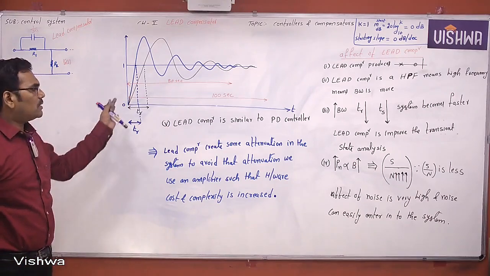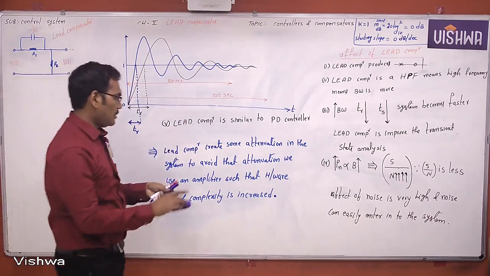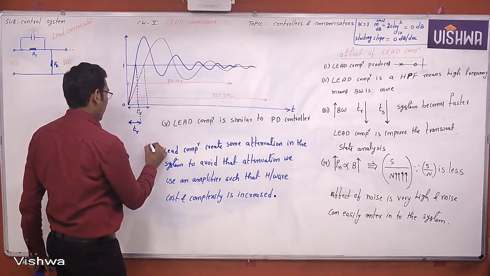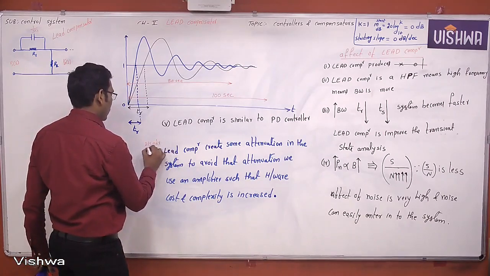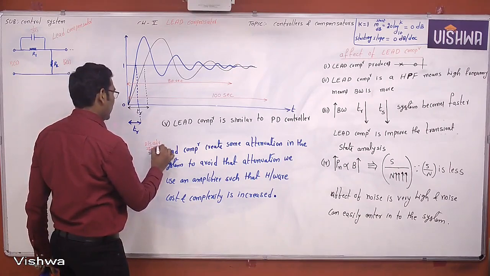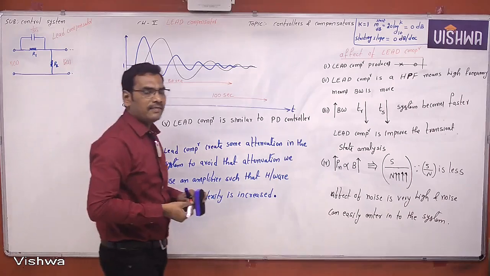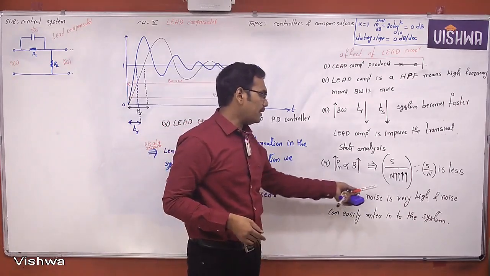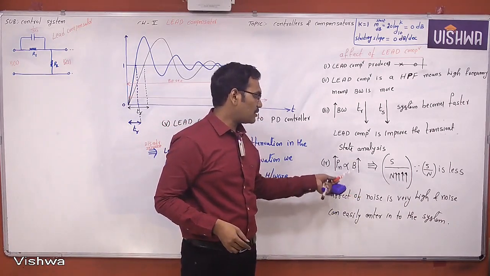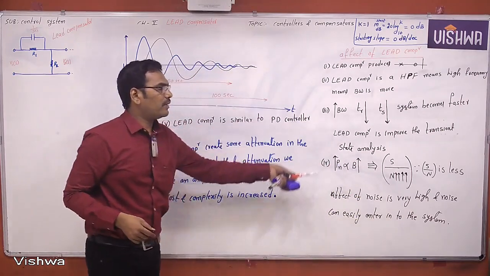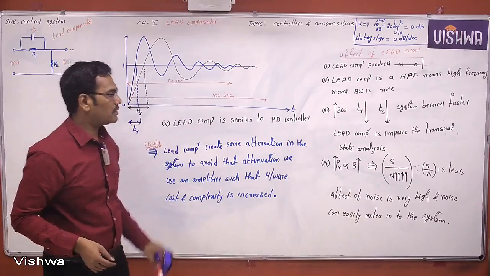Now these are the advantages and disadvantages of the lead compensator. Because of this attenuation, lead compensators are generally not preferred. You can also easily identify that noise can easily enter into the system here, because bandwidth is more, which means noise power is also more. These are very, very important objective questions. Note down all these things.